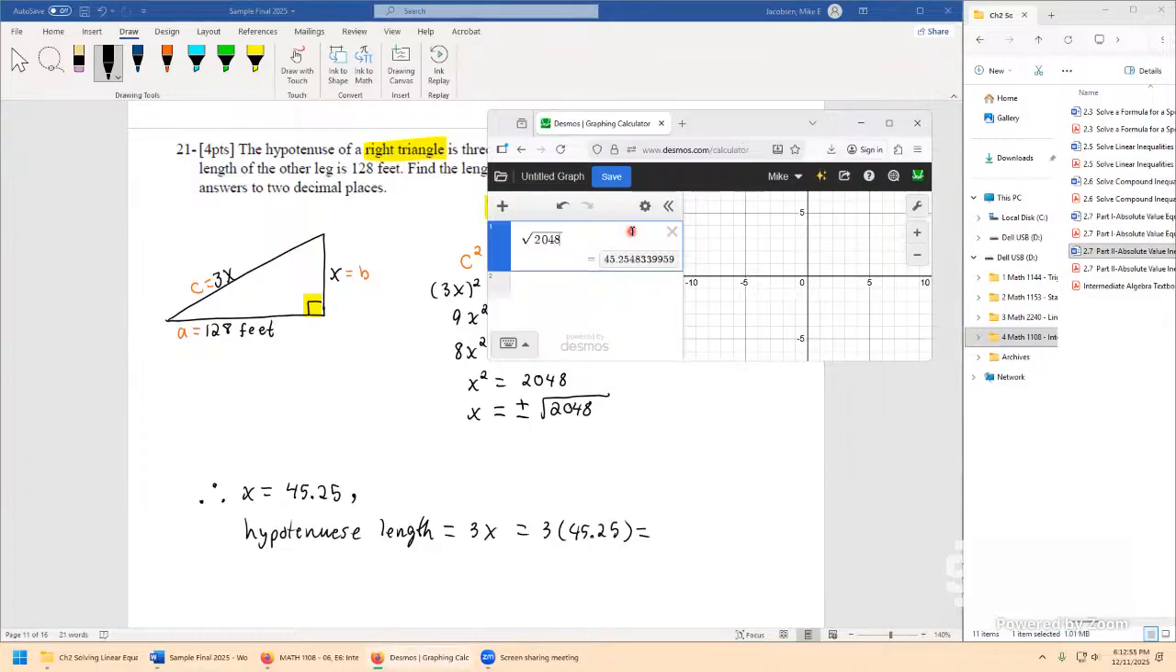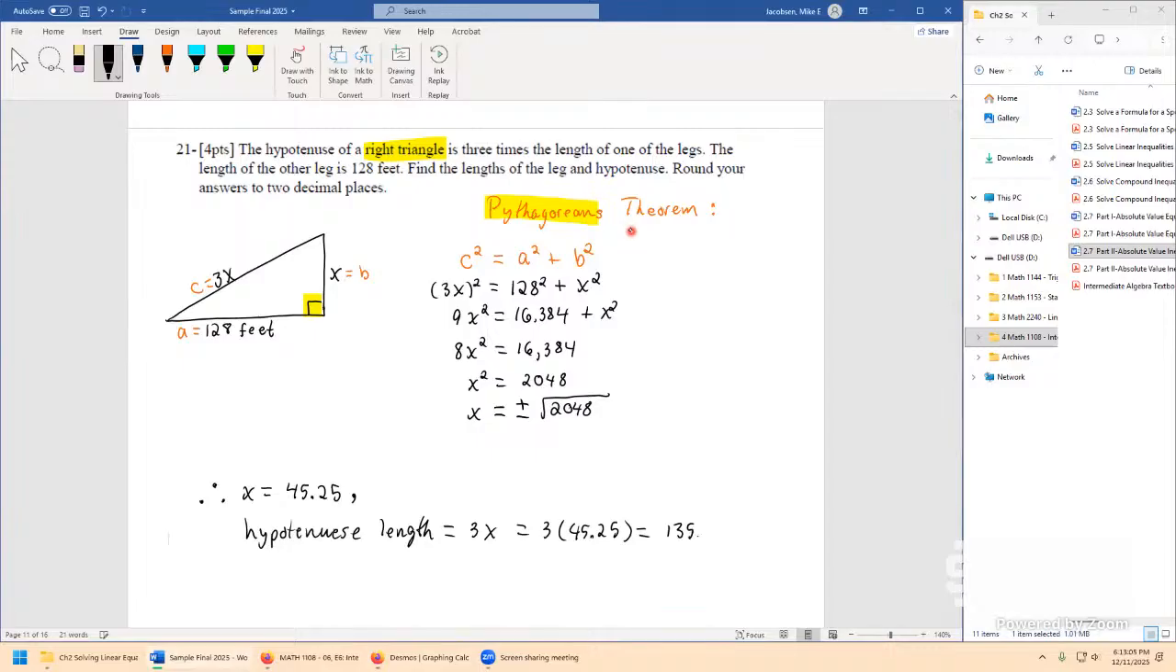And so this part is just a formality. Really, the major algebra was completed once we solved for x. So 45.25 times 3 gives us 135.75. These have units, so this is in feet. And let's put this in units as well. 45.25 feet going vertically.